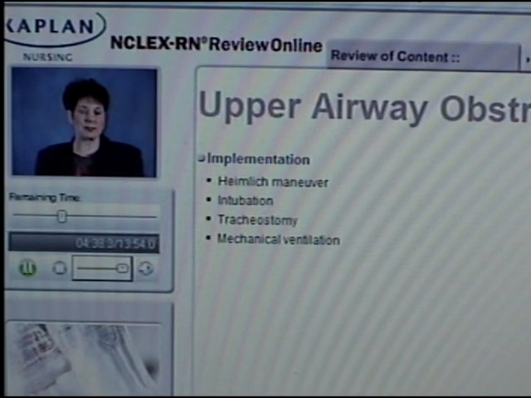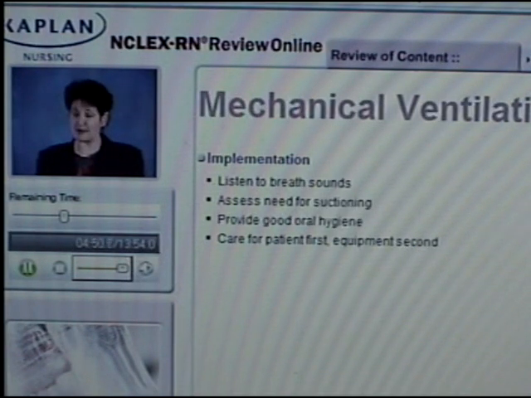So again, very important to know when to suction with patients that have been intubated or have a tracheostomy. One other thing we do for upper airway obstruction is mechanical ventilation. And let's talk about that.